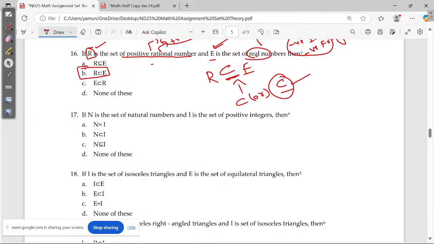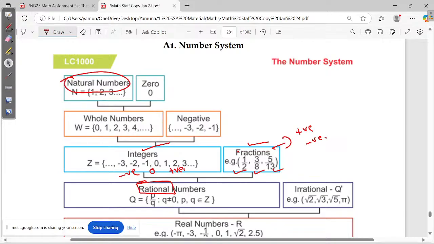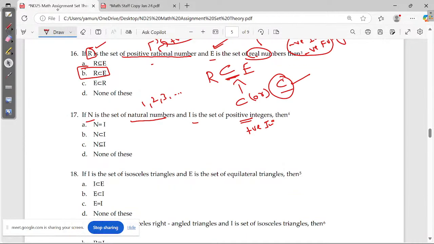17th one. N, set of natural numbers. So what do you mean by natural numbers? 1, 2, 3, and so on. I, set of positive integers. So positive integers. Let me refer to this one. Natural numbers. Integers will have both positive and negative. They say it's positive integers. So obviously this is containing only from this one. We will not talk about zero. So this is going to be an equal set. So N is equal to I. And the 17th one was A.